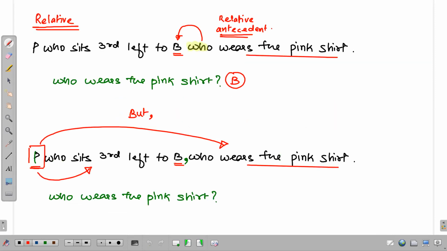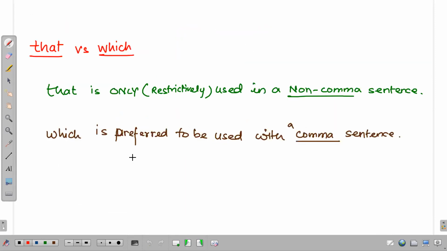Because that is only used in a non-restrictive clause, while which can be used in a non-comma clause also. But let's not get confused, because there is an American usage and there is a British usage. I'm just trying to explain this British usage, which says which can be used for both, but it is preferred to be used with a comma one.